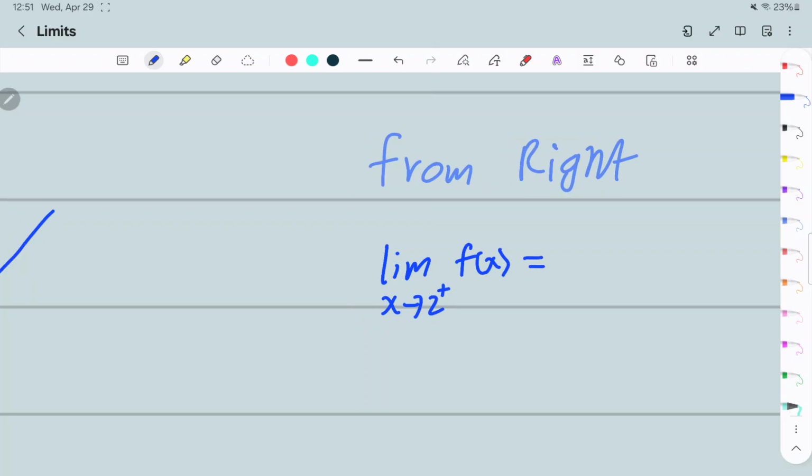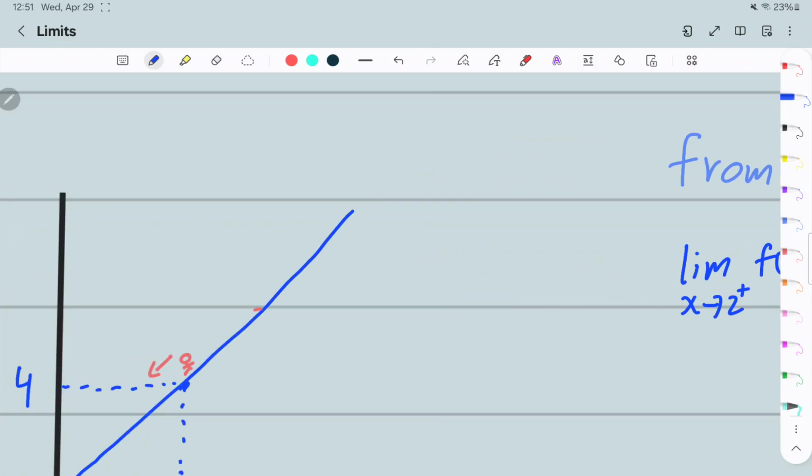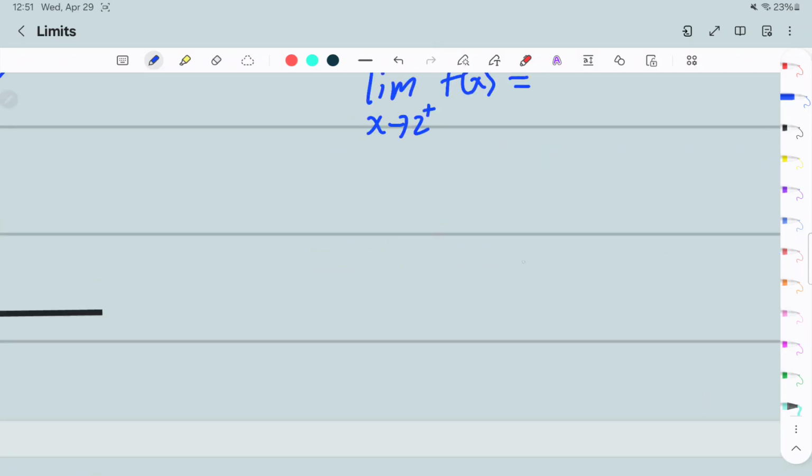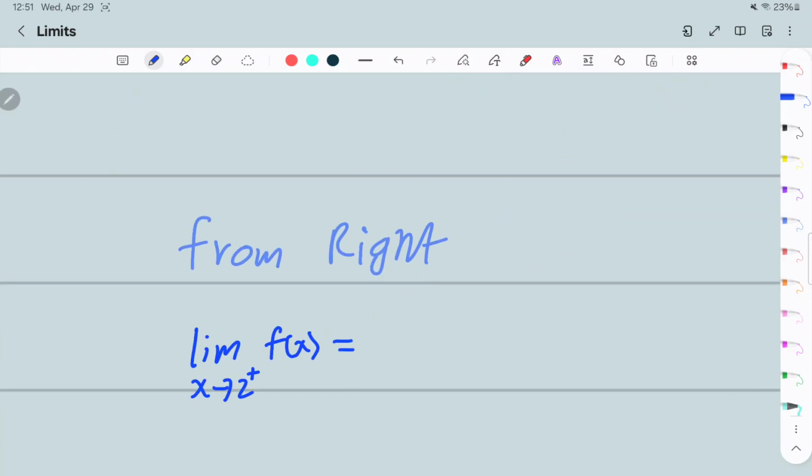And what did we guys notice? We noticed that as soon as we're getting closer to 2 from the right side, I mean like 2.1, 2.01, 2.0000001, we start to get closer to 4, like 4.0000001, like we are eventually reaching 4. Make sense? That's how we just write the idea.